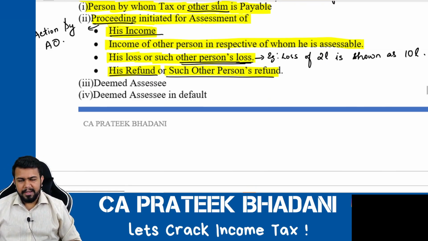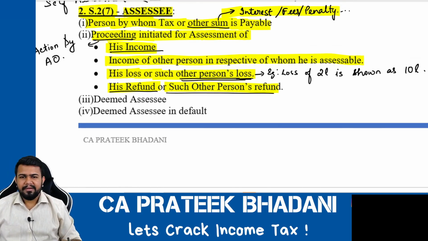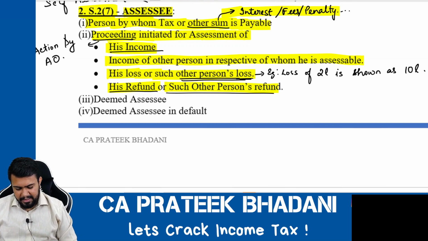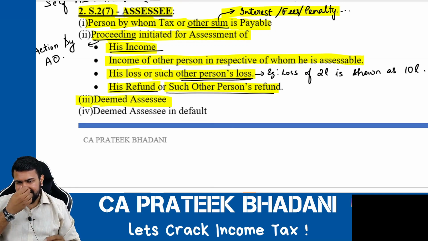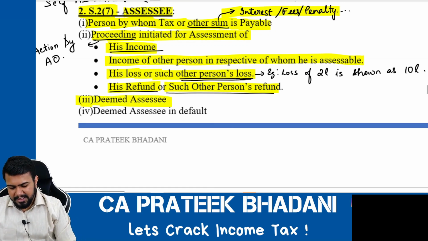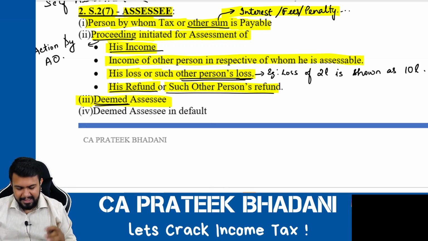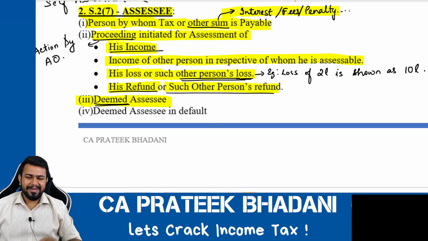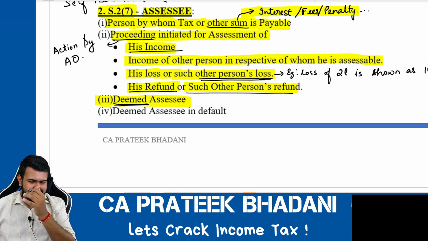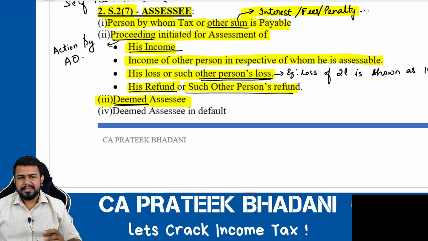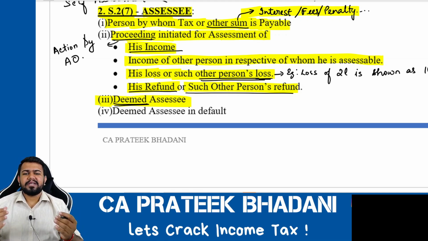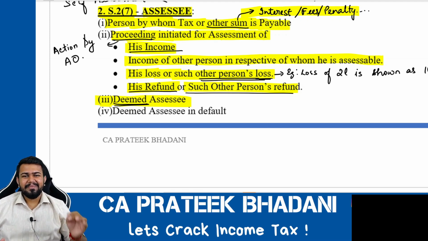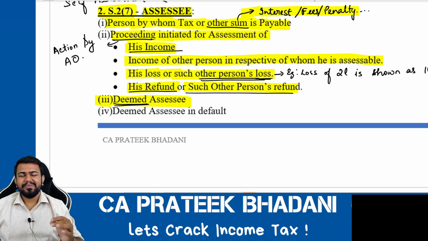Okay. Next, whom and all else are covered in the definition of assessee. Number 3 is deemed assessee. Deemed assessee means what? Deeming means what? Let us know. The word deemed will be used in multiple places in your income tax law, and now itself you know the meaning really clearly. Deemed means income tax law will create a fiction. Income tax law will create a fiction means it will imagine that you are the assessee, or it will assume that you are the assessee.